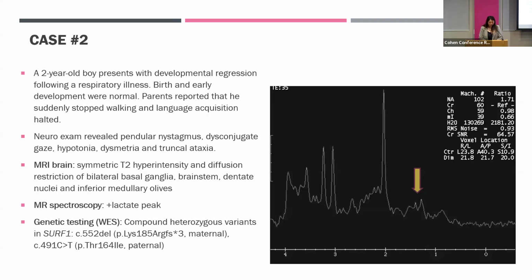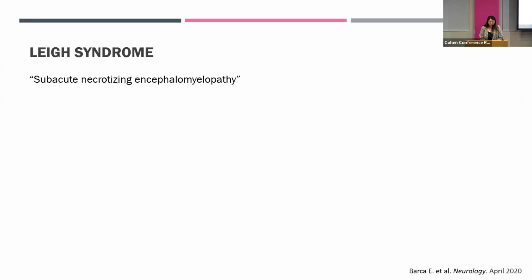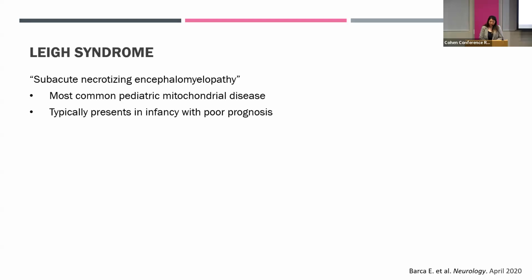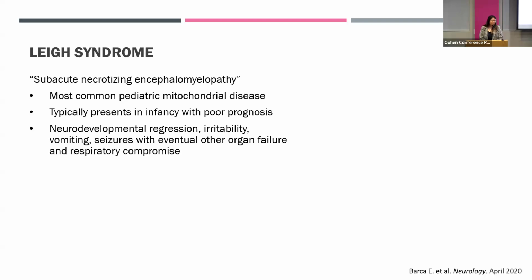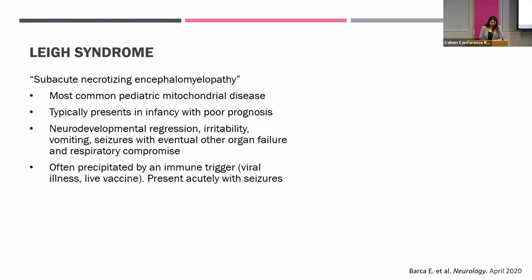Okay, so he had whole exome sequencing, and he had a compound heterozygous variant in the SURF1 gene. So this is Leigh syndrome. In the past, we called this subacute necrotizing encephalomyelopathy due to the pathology imaging. This is one of the most common pediatric mitochondrial diseases. It typically presents in infancy overall with a pretty poor prognosis. So they have a sudden developmental regression, irritability, vomiting, seizures, and eventual other organ failure.